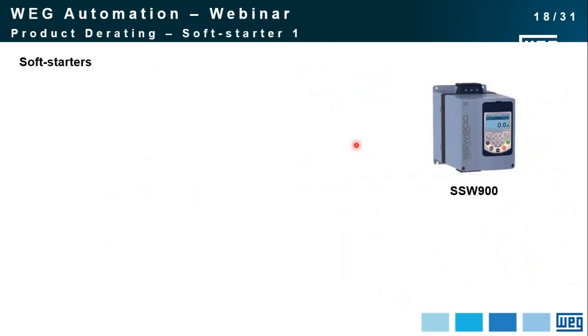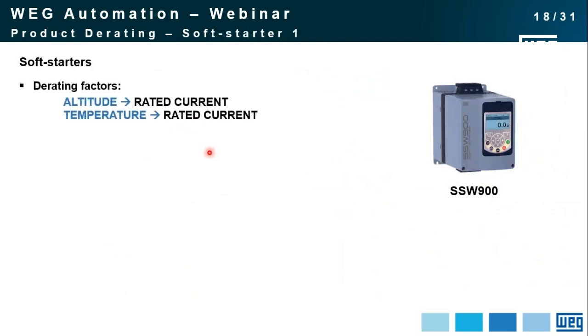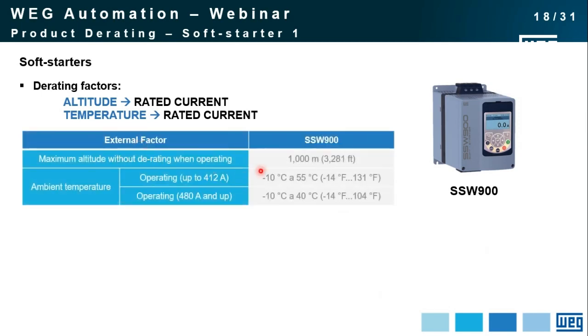So now we are going to move to another product, the soft starter. Once again, the derating factors, altitude and temperature, do affect the rated current of this product. If you take the technical data of this soft starter 900 from WEG, we learned that up to 1000 meters, there is no derating here, as we can see.